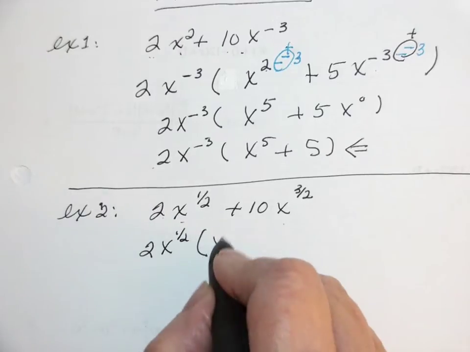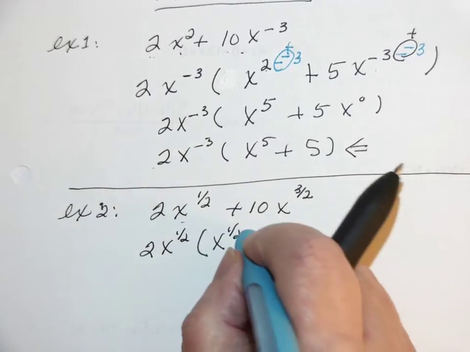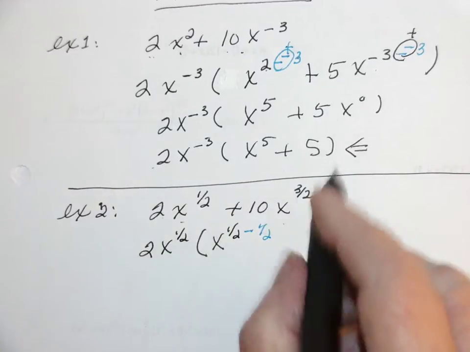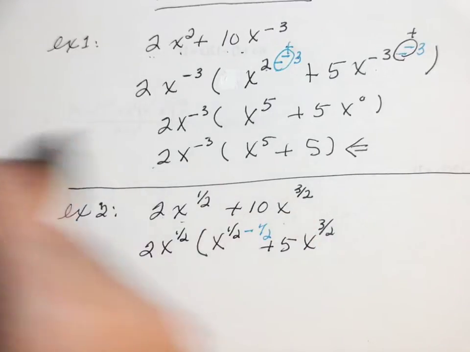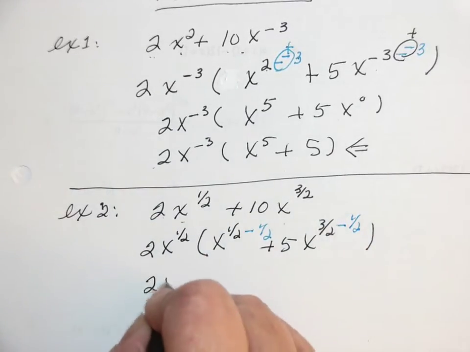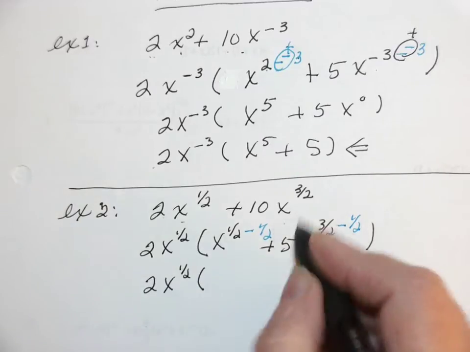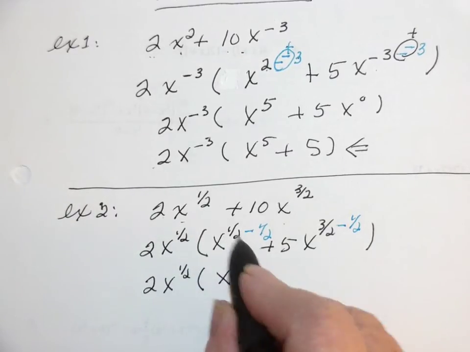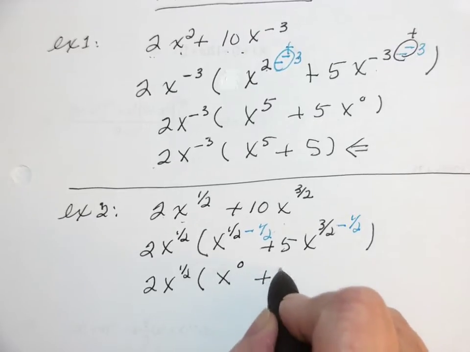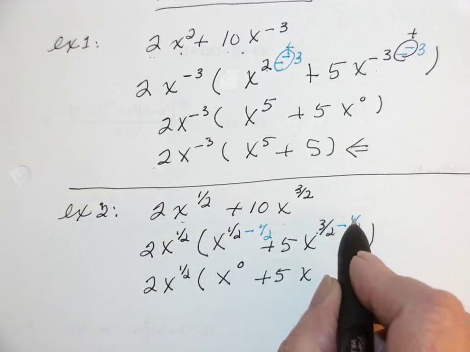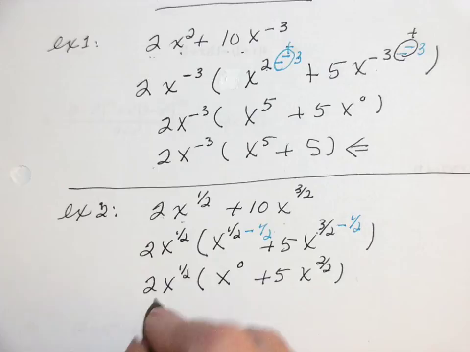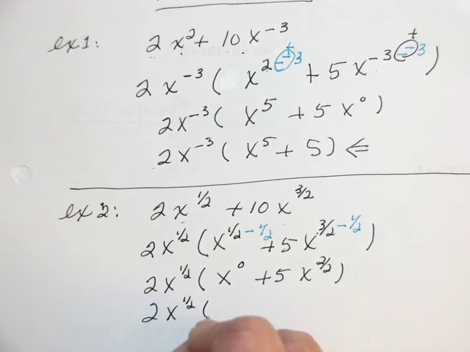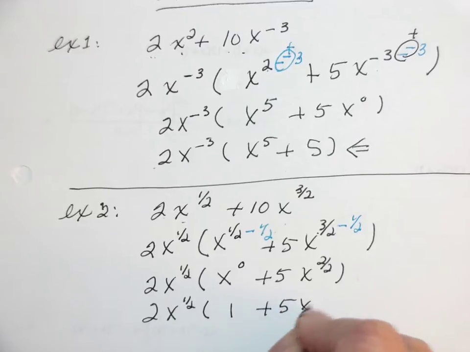I'm removing the 2 from the x to the 1/2. I'm removing a 1/2 plus 5 from an x to the 3/2. I am removing a 1/2. So this is 2x to the 1/2 times x to the 0, because 1/2 minus 1/2 is 0, plus 5x to the 3/2 minus 1/2 is 2/2, or 2x to the 1/2, x to the 0 is 1, plus 5x.